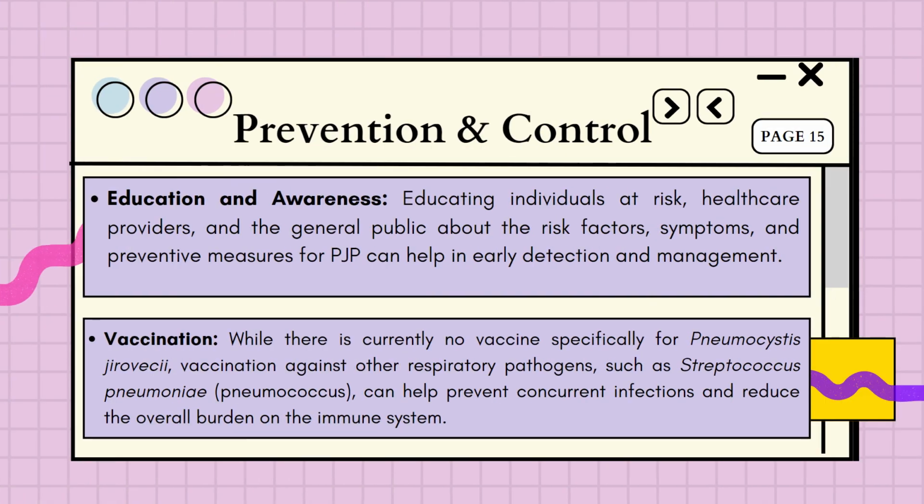We also have education and awareness: educating individuals at risk, healthcare providers, and the general public about the risk factors, symptoms, and preventive measures such as wearing a mask and hand washing for PJP can help in early detection and management. We also have vaccination. While there is currently no vaccine specifically for Pneumocystis jirovecii, vaccination against other respiratory pathogens such as Streptococcus pneumoniae or pneumococcus can help prevent concurrent infections and reduce the overall burden on the immune system.